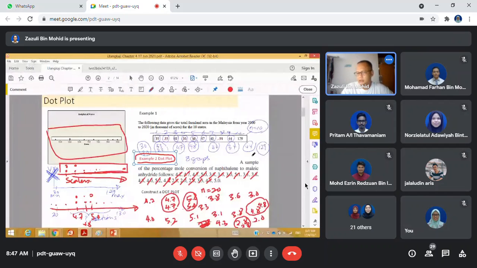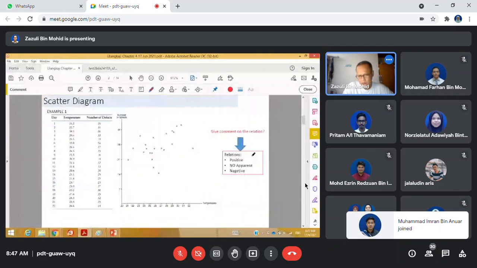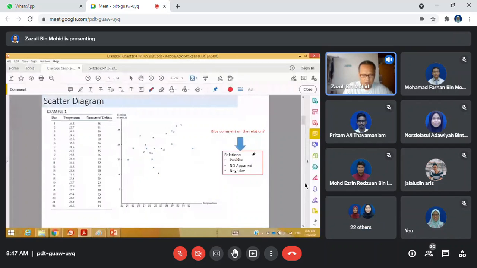So another diagram that you need to know how to plot is the scatter diagram. The scatter diagram always comes with two axes, axis 1 and axis 2. So how are we going to define which one is going to be the x, which one is going to be the y? Don't make a mistake with this.